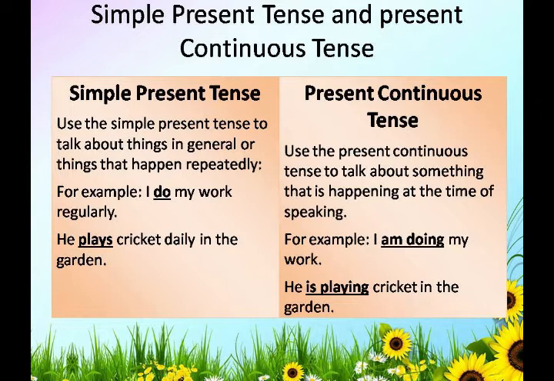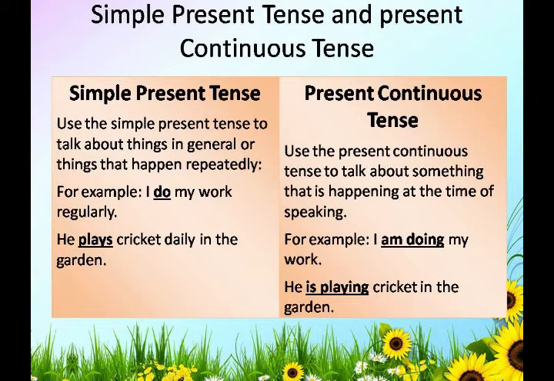We use simple present tense to talk about things in general that happen repeatedly. Like, I do my work regularly. This action takes place regularly. He plays cricket daily in the garden. So this action takes place regularly. When we describe an action which takes place frequently, regularly, daily, we use simple present tense.